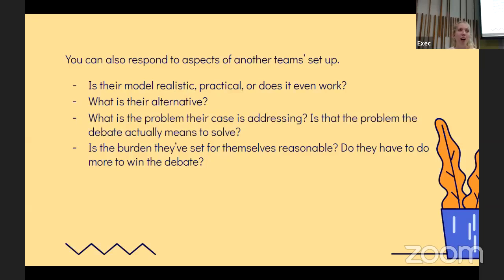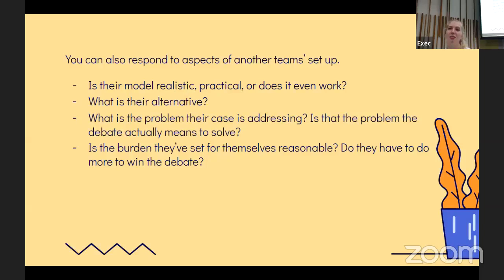So a burden, or another thing that you might hear it referred to is like a path to victory. A burden is the minimum thing that a team needs to prove to win a debate. So if the burden that the other team has set for themselves is really low, then you probably want to call them out for that. If they've said, we only need to do this one thing to win the debate, you need to analyze that and be like, actually, they need to do this many things to win the debate. Here's why: because you would explain then it's the only way that they get to the solution of the problem in the debate.